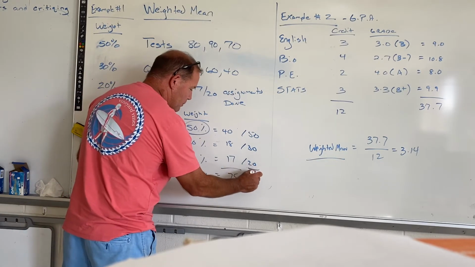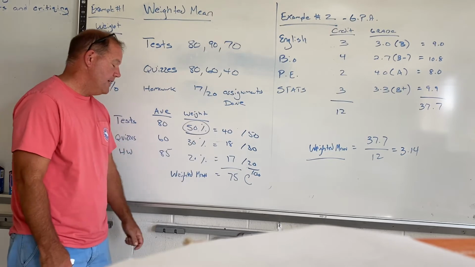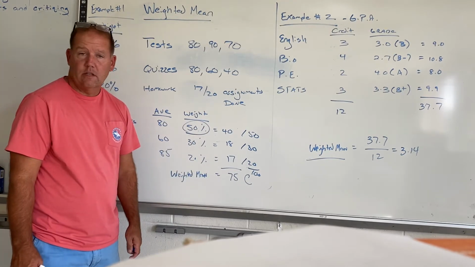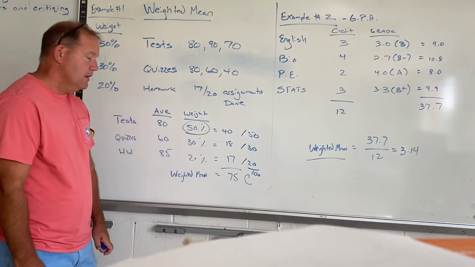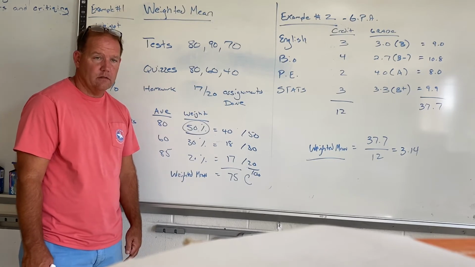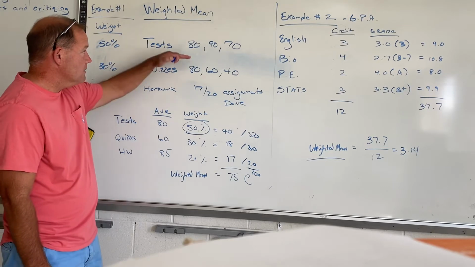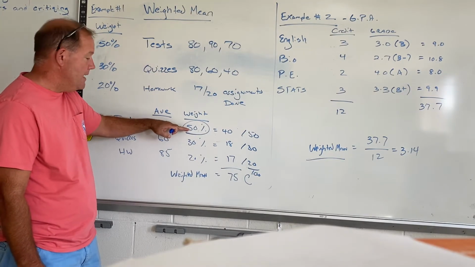So out of 100 possible points, if we add up 40, 18, and 17, you had 75 points. So your weighted mean is a 75. And that's basically how any teacher averages your grades. Okay? And again, looking back at it, test scores were good. Test scores were an 80. And that was a big part of your weight.